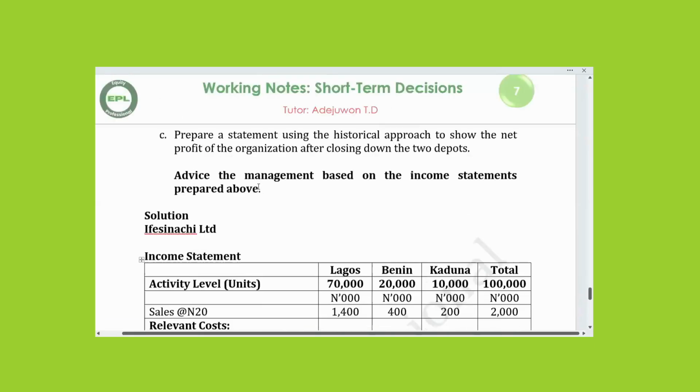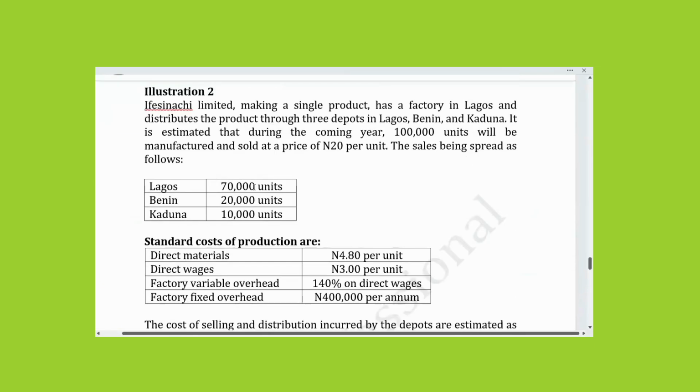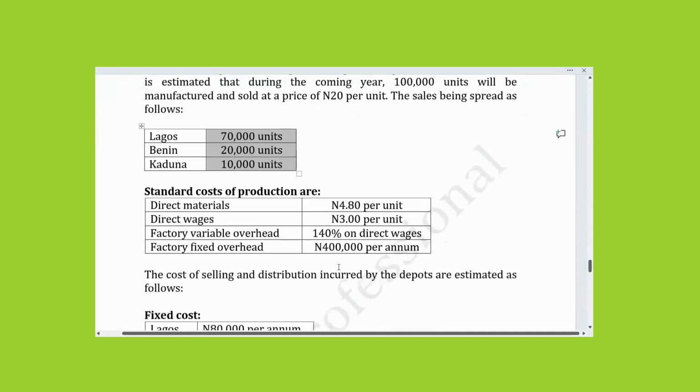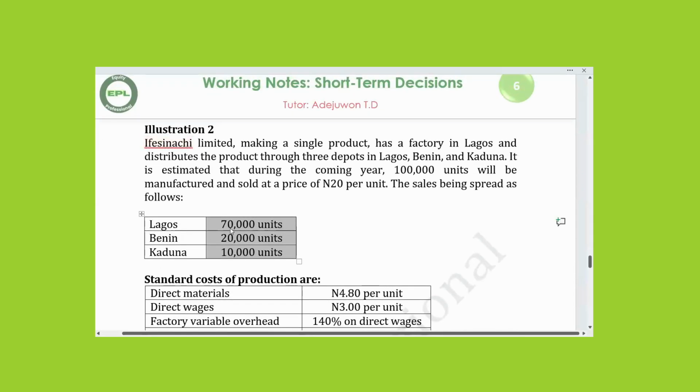When you look at the first paragraph of the question, you are told that the company will produce and sell 100,000 units. So this 100,000 units is what is common to all the depots. Therefore, the sales for each of the depots will then be the basis of your apportionment of the general fixed overhead. If you are not given the sales units, then you are supposed to use the sales value for the purpose of apportioning the fixed overhead.